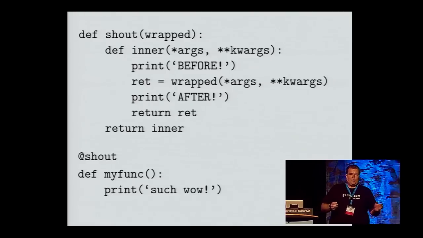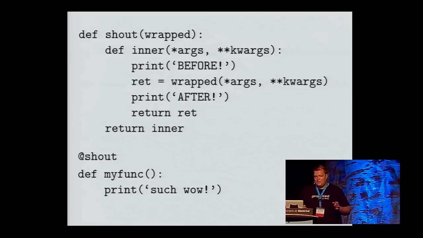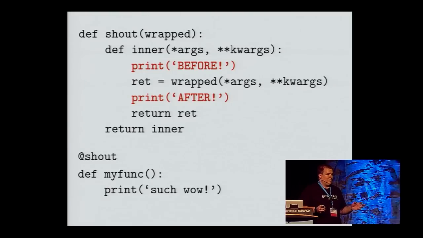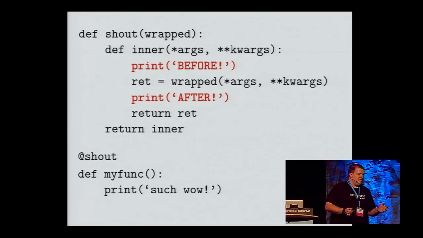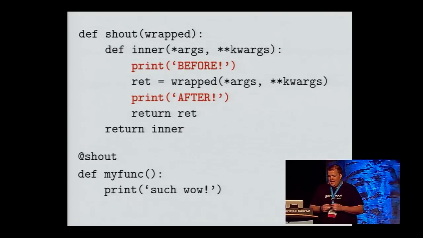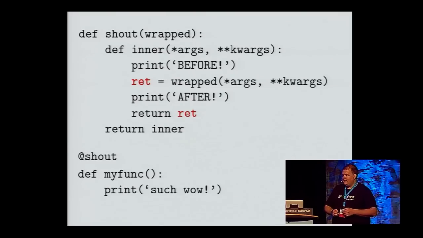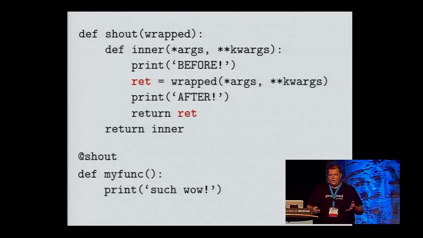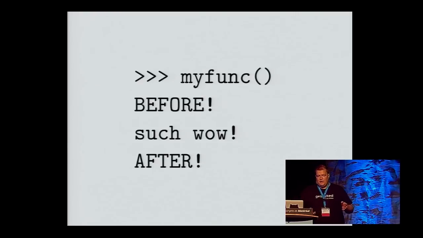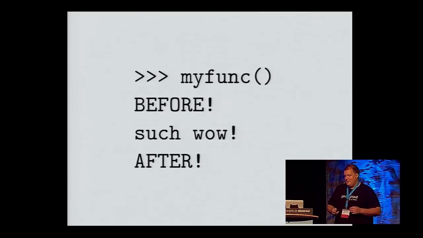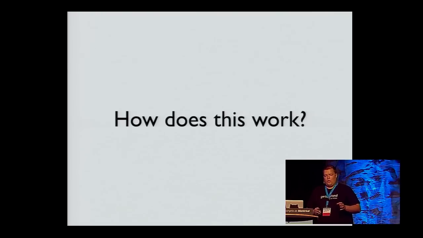So this is our shout decorator. And we see that the only things we've added, really, are these print statements. We're going to print something before our function, and we're going to print something after our function. And you notice also that because we want to print something after our function, we need to save the return value and return it if we want to keep the original functionality of the function. So if we call myfunc after it's decorated with shout, we see that it prints before and after, and prints are such wow. So how is this actually working?